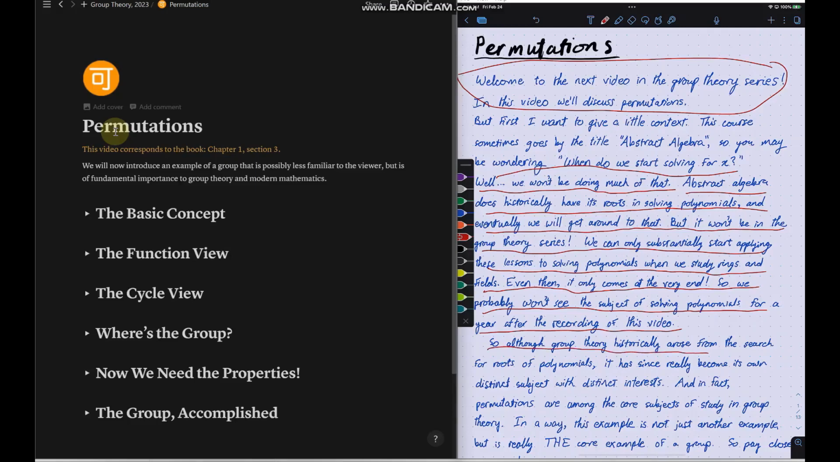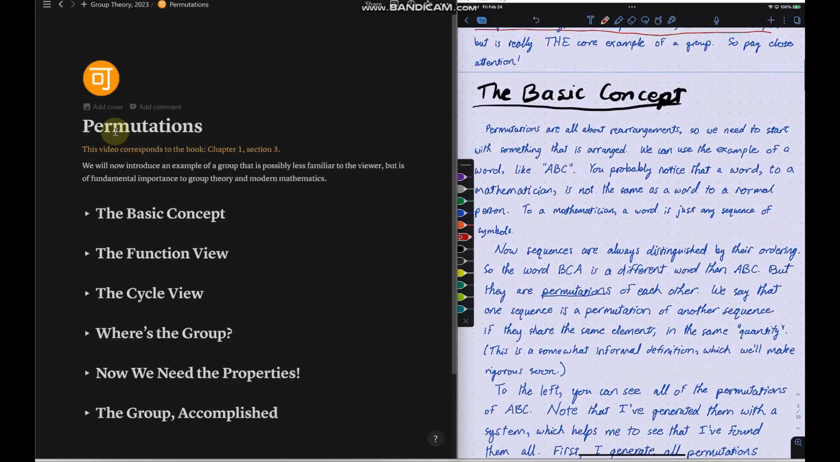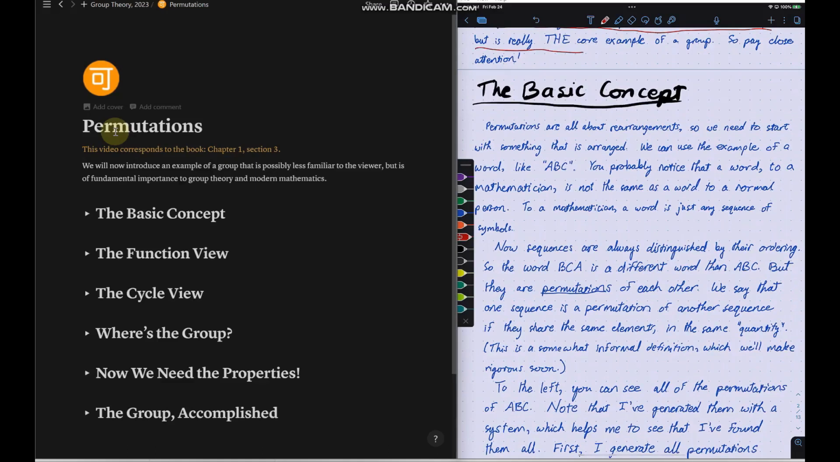So, although group theory historically arose from the search for roots of polynomials, it has since really become its own distinct subject with distinct interests. And in fact, permutations are among the core subjects of study in group theory. In a way, this example is not just another example, but is really the core example of a group. So pay close attention.